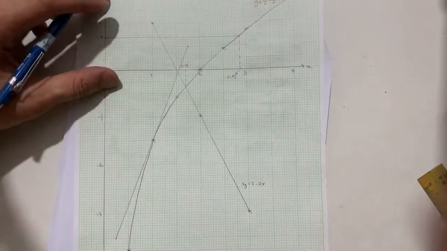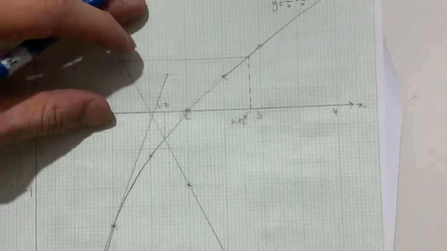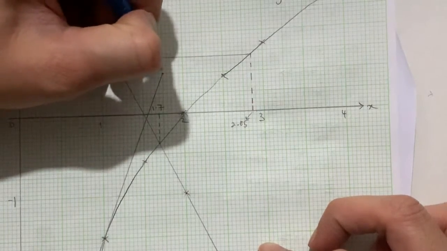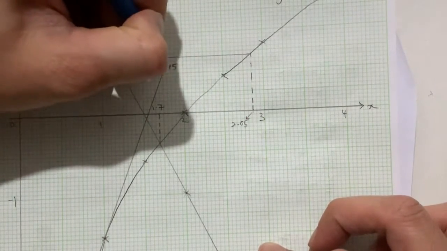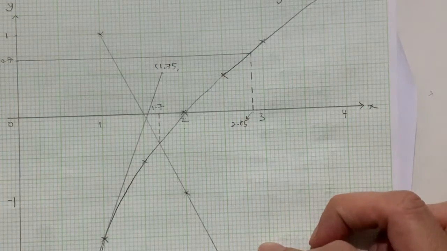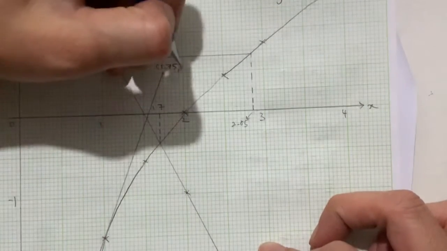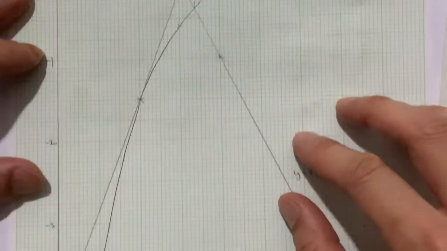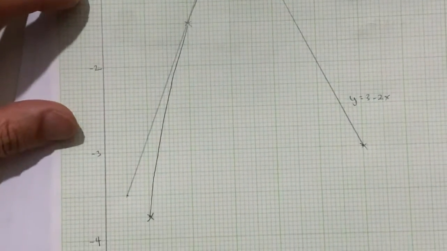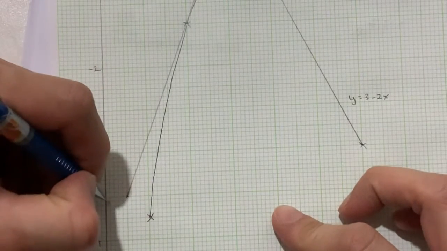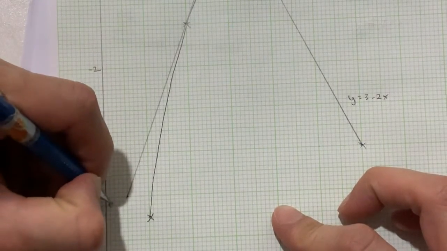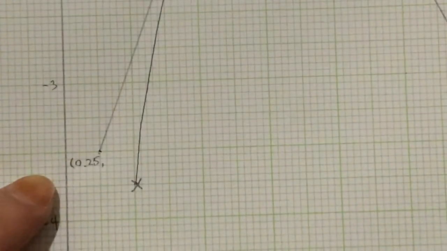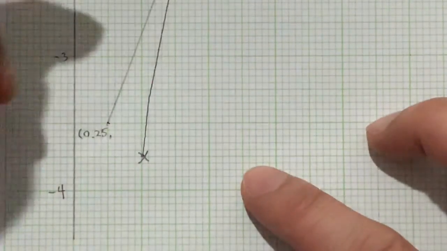So the coordinates here that I have is 1.75, 0.5, and on the other side here I have 0.25, negative 3.5.